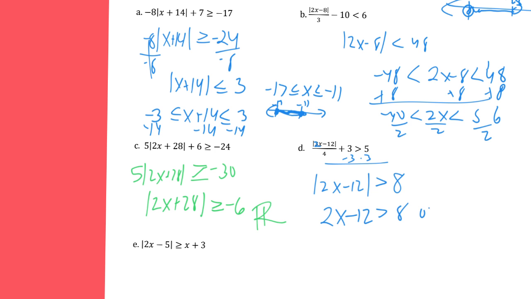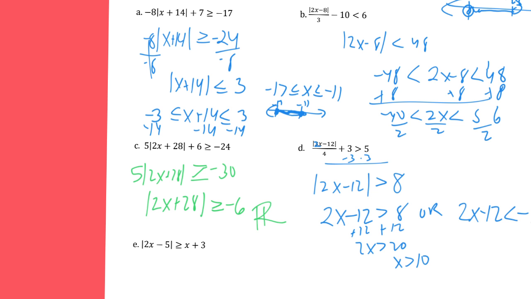And then you're going to write "or," and then you're going to put 2x minus 12 is going to be less than its opposite. Always, always, always in your second case, you flip the inequality and flip the sign. And so then as we solve these, you're going to add 12 to both sides. You get 2x is greater than 20. Divide by 2, you get x is greater than 10.